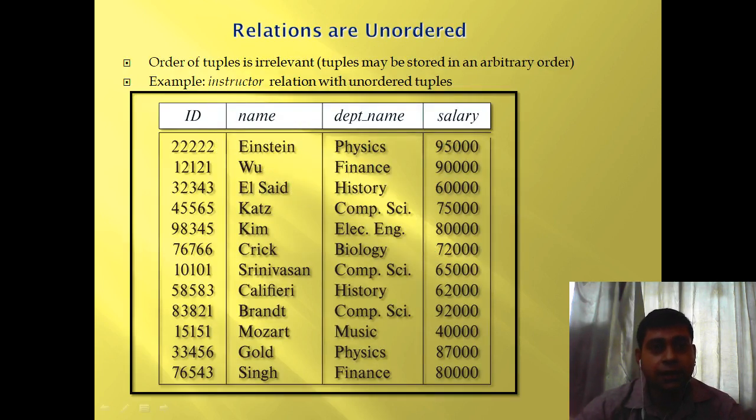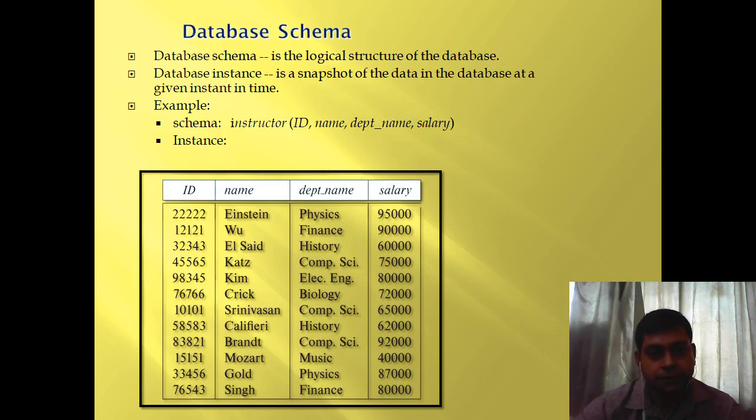Now relations are unordered. In every relation there are different attributes or columns. Now they could be ordered or unordered. So here is an example of an unordered relation. You can see the instructor name Einstein and the department name is physics, salary and ID, etc. is depicted here, right? So order of tuples is irrelevant. Tuples may be stored in an arbitrary order. For example, here is the instructor relation with unordered tuples.